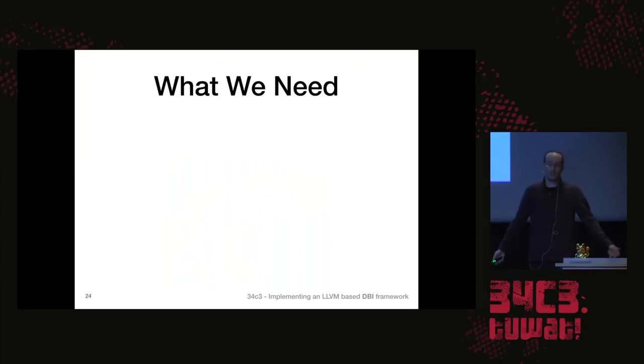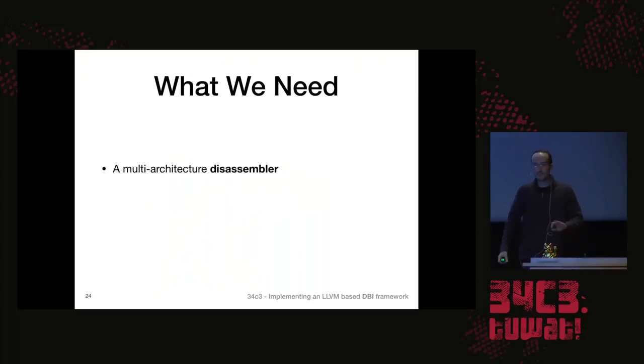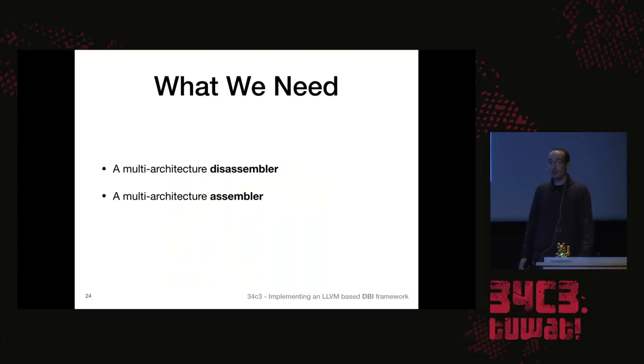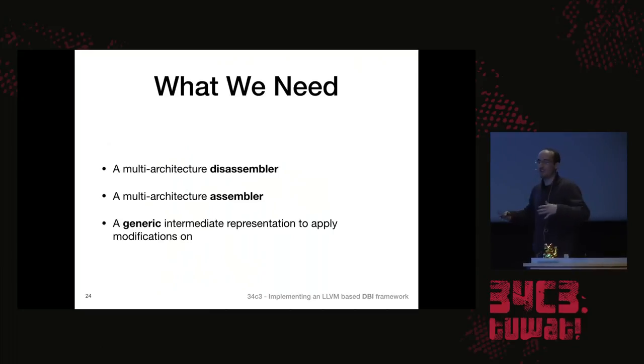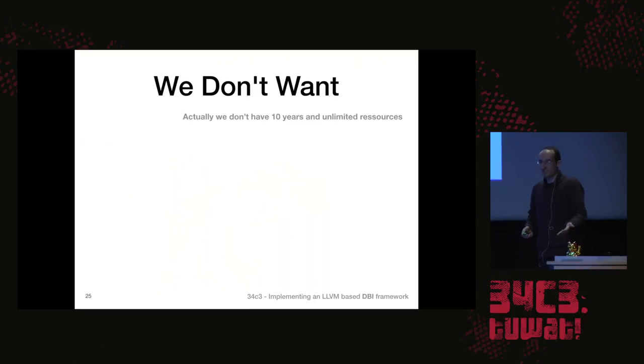So what do we need, in fact? A very, very simple thing. We need a multi-architecture disassembler. And we also need a multi-architecture assembler. And if possible, it should also be cross-platform, please. And we need some kind of intermediate representation to work on, and this representation should be a link between the disassembler and the assembler. So these requirements were quite strong.